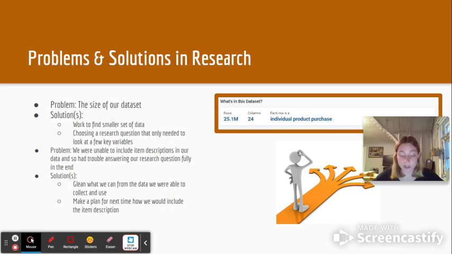It was still quite large, though, and that large amount of data to deal with. We dealt with that by choosing a research question that only needed to look at a few key variables to be answered. Once we knew the variables we were actually interested in, we could clean the data set until it only included those, which made it more workable and easy to understand and get results from.